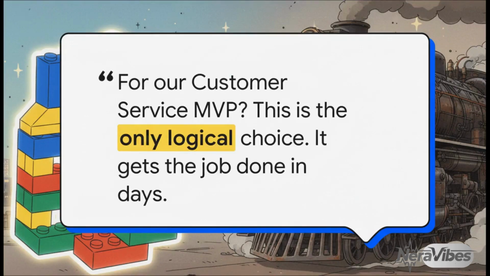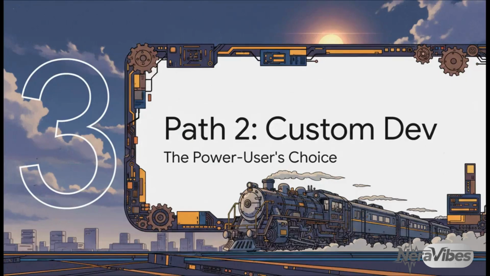The verdict for our first problem is crystal clear. To solve that "where is my order" question, this is the only path that makes any sense. It handles our biggest pain point immediately, and that frees up our resources for something much more ambitious. Which brings us to path 2, the power user's choice. This is where we shift from snapping together pre-made bricks to firing up the forge and building a high-performance engine completely from the ground up.